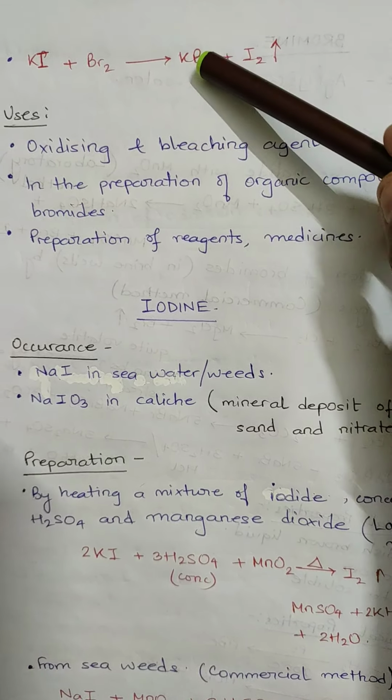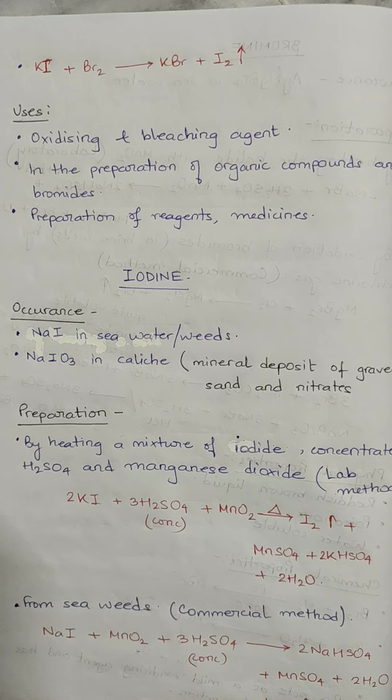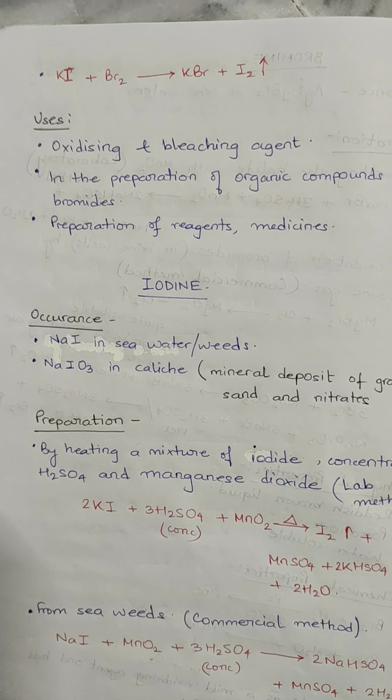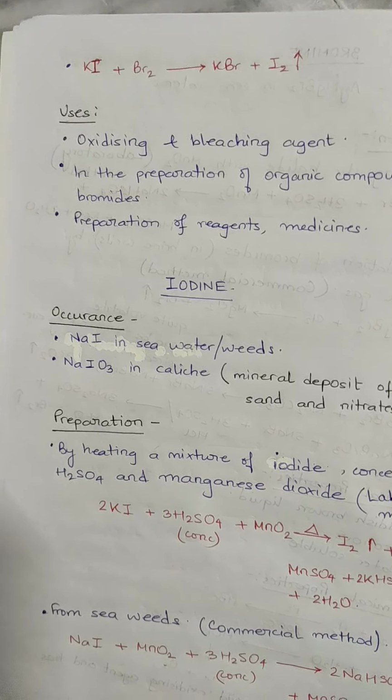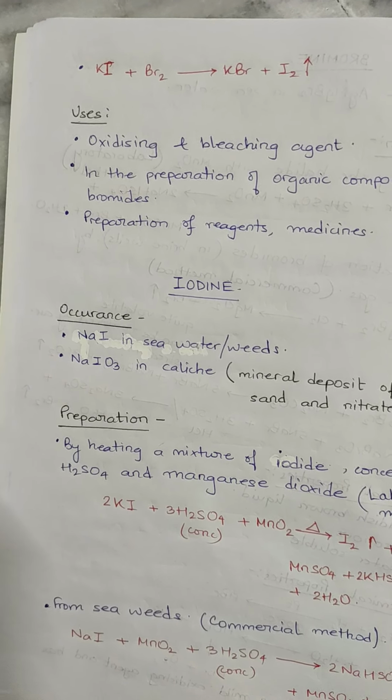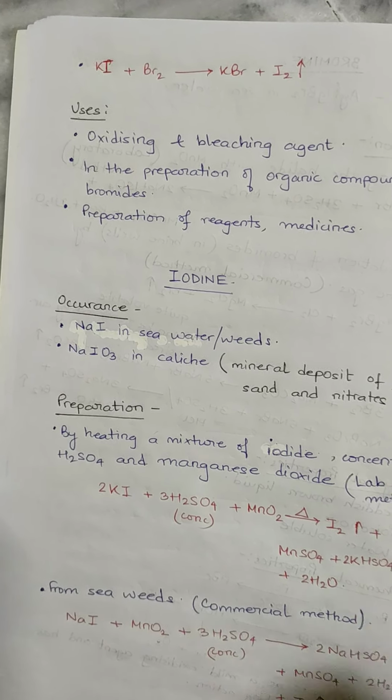Uses, quite simple uses. First one is it acts as an oxidizing and bleaching agent. Second is in the preparation of organic compounds and bromides, and third being in the preparation of reagents and medicines. You will find that several organic reagents as well as inorganic reagents, they contain bromine.